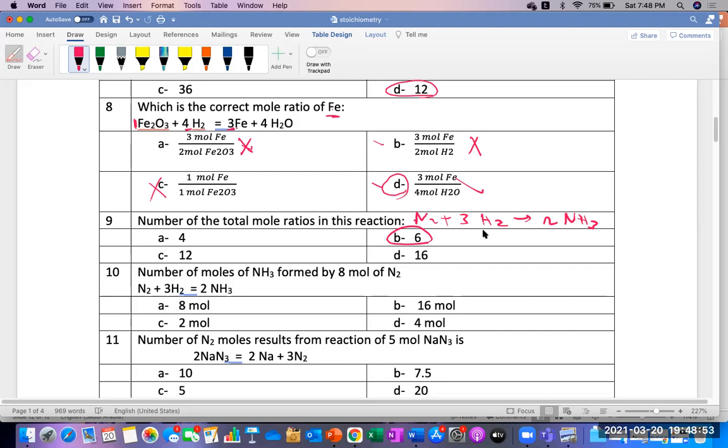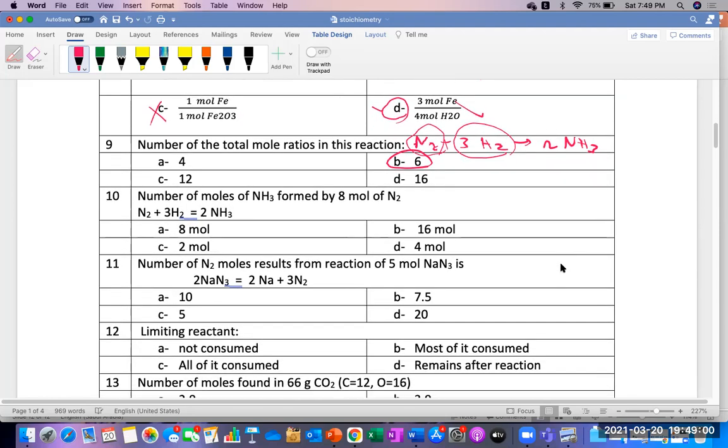How to calculate it? We need only to count how many substances that we have. So we have N2, 1, 2, 3. So 3 times 2, it will be 6.